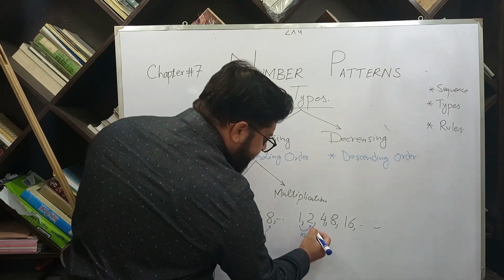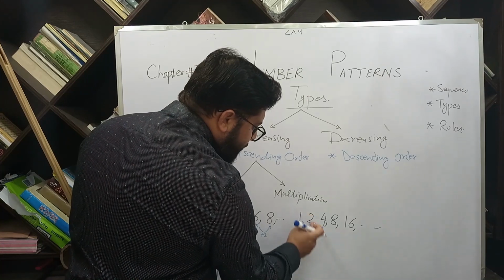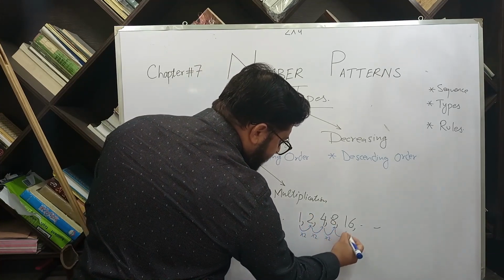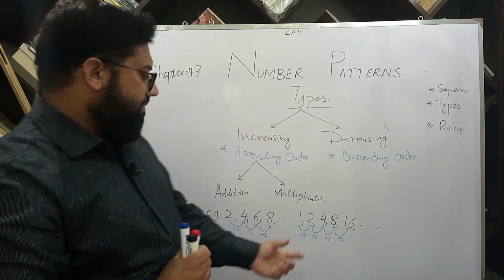Multiply by 2. 1 into 2, 2. 2 into 2, 4. 4 into 2, 8. 8 into 2, 16. It means that it is governed by multiplication.